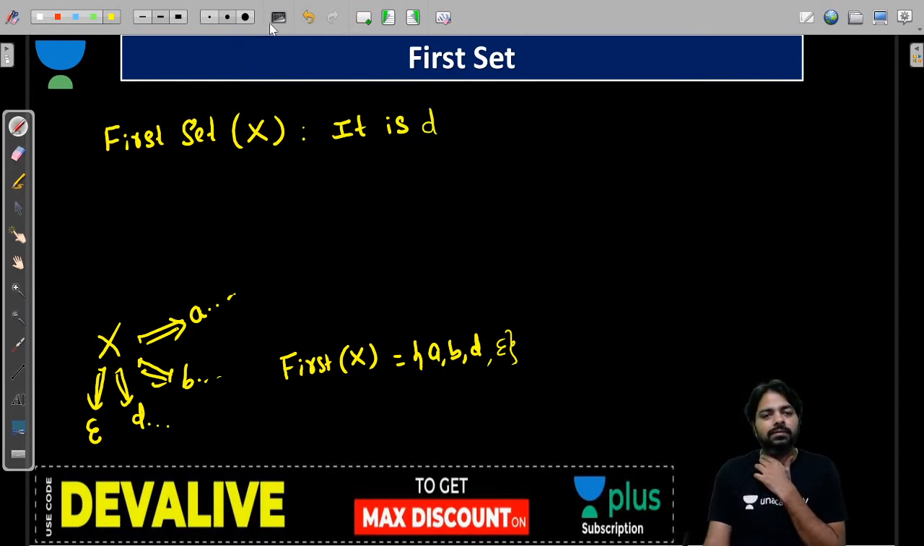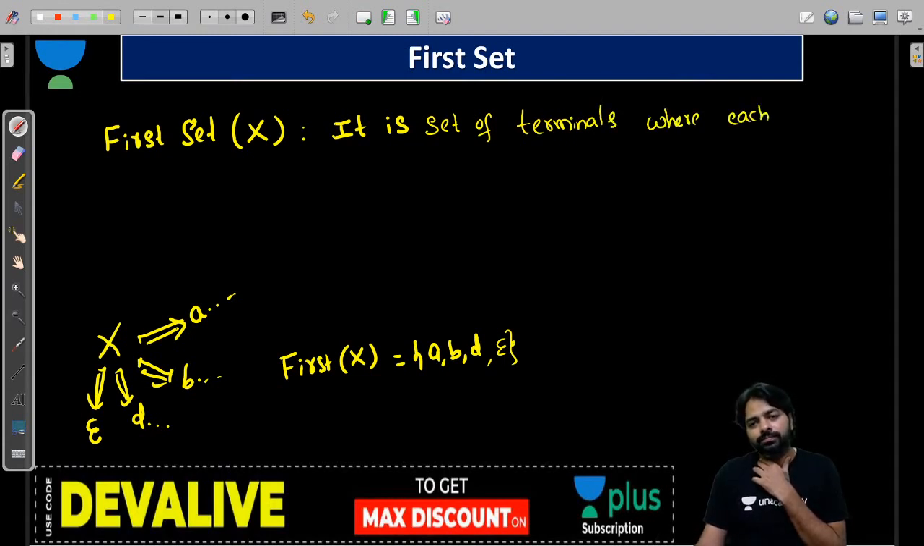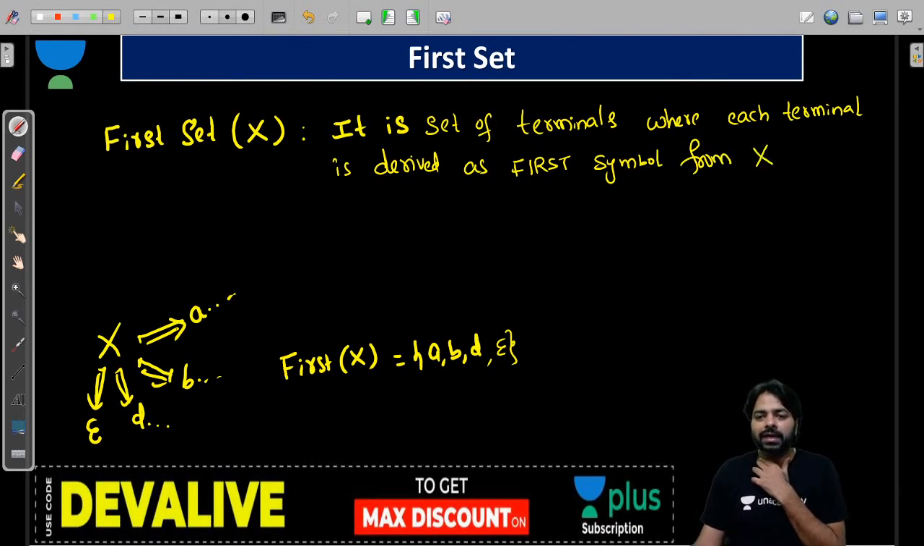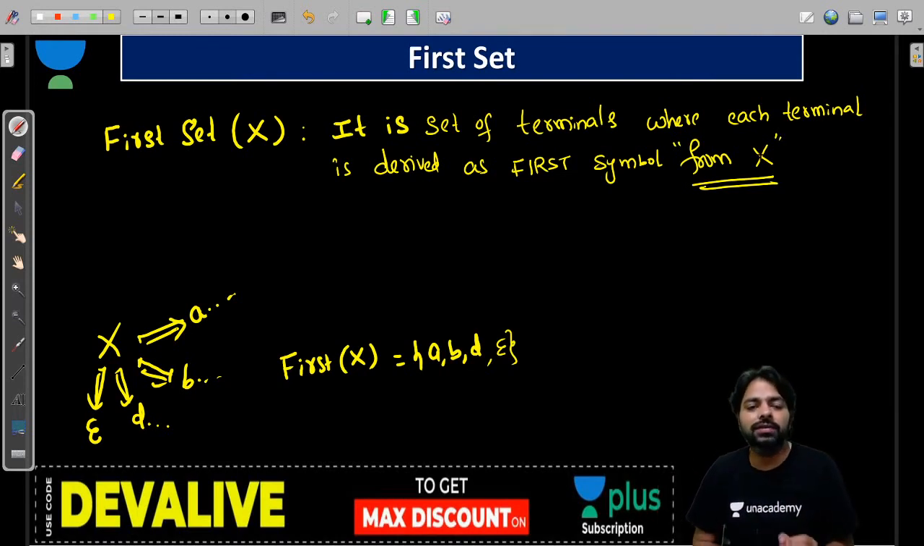It is a set of terminals, including epsilon, where each terminal is derived as the first symbol from X. Remember that, from X, not after X, from X. Okay, this is the definition of the first set of X.